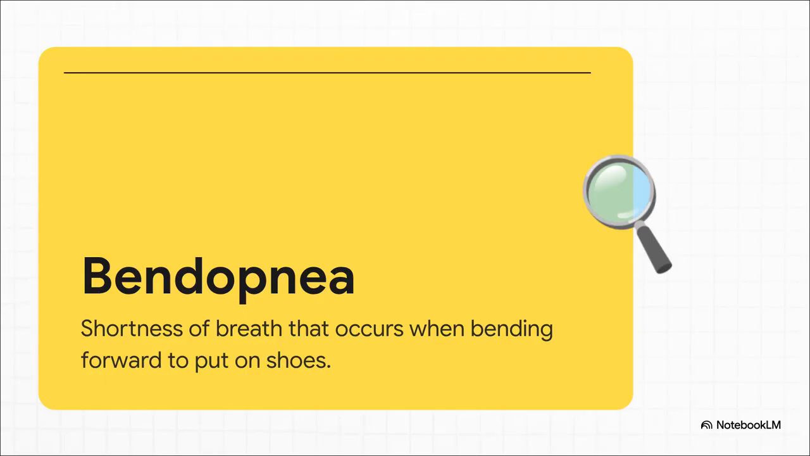Now, what's really interesting here is this specific concept of bendopnea. It's a highly specific symptom of congestion that you should absolutely be asking about. Does the patient get short of breath literally just by bending forward to tie their shoes? It's such a classic high-yield clinical pearl, and it points directly toward elevated ventricular filling pressures.